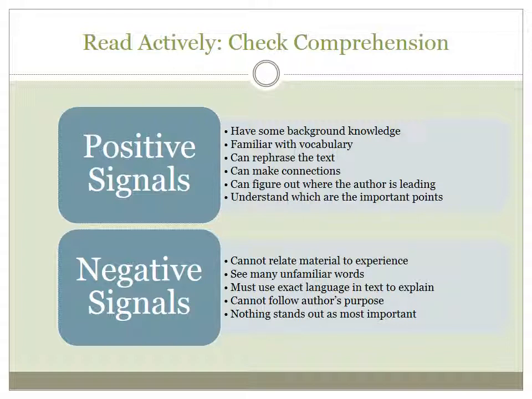So here are some signals that you can look for to decide whether you're doing this correctly or not. Some positive signals would be that you feel like, okay, I have background knowledge on this subject. I know most of the vocabulary. When I'm done, I can rephrase what I just read and tell somebody else about it. I've made some connections to other things that we've done so far in the class, other things that I already know about. I can figure out what the important points are of this text and where the author is going when they start to write about a subject. Why is this important? Why are they writing about it?